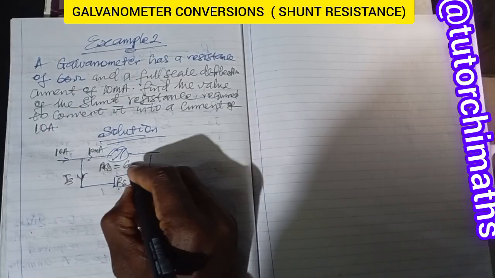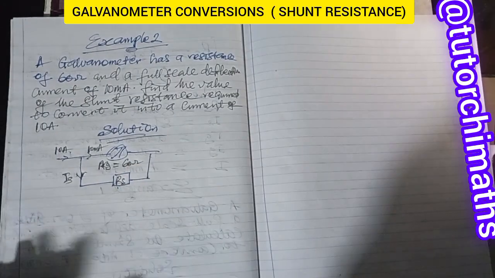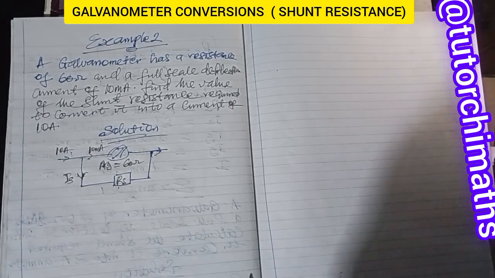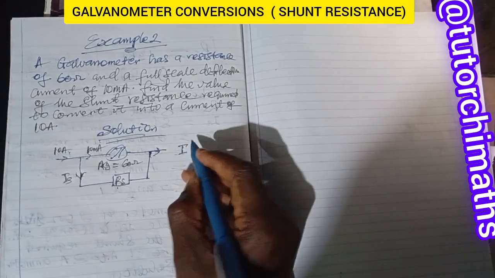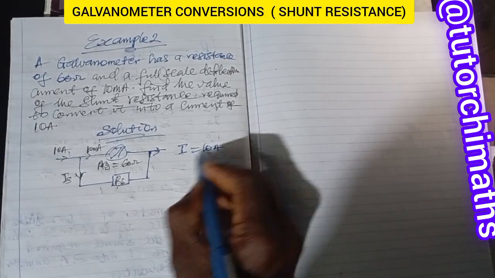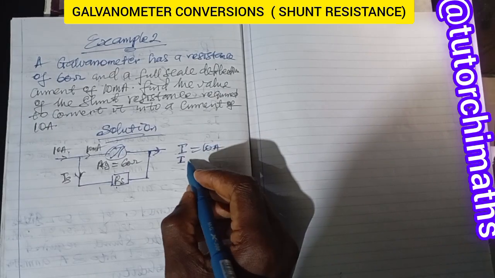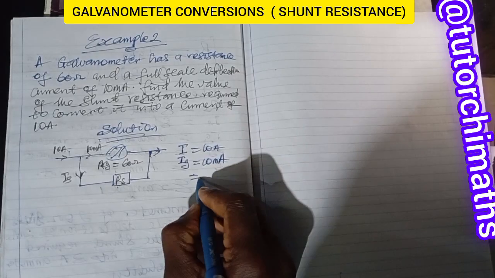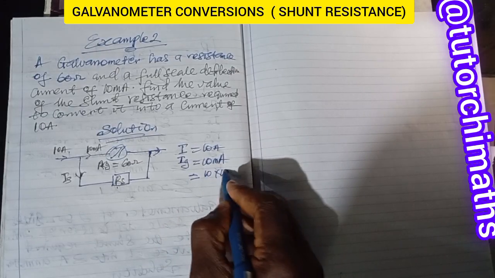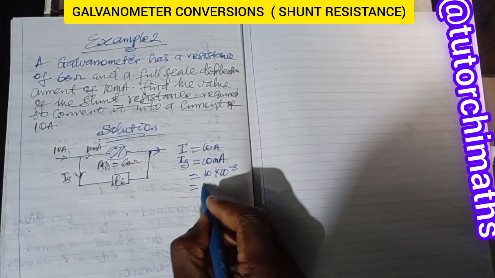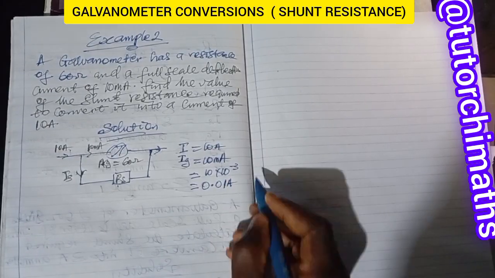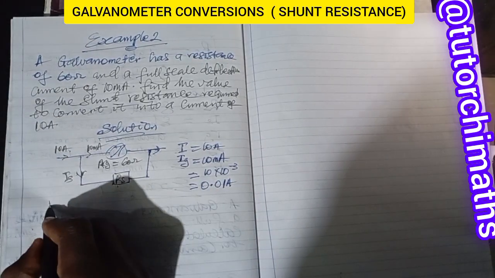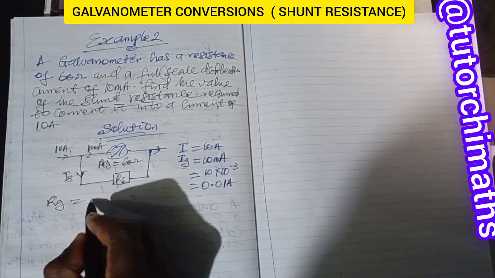Alright, 60 ohms. Okay, now I is 10, IG equals 10 milliamps, which is same as 10 times 10 raised to power minus 3, and you have 0.01 ampere. Good. So ROG is 60 ohms.